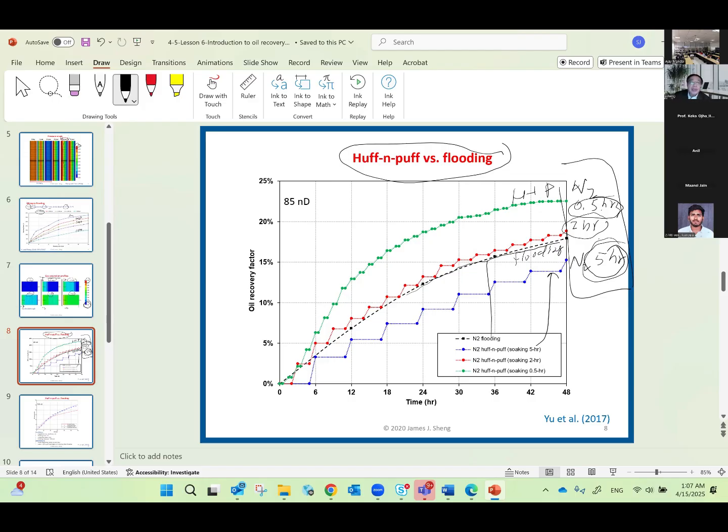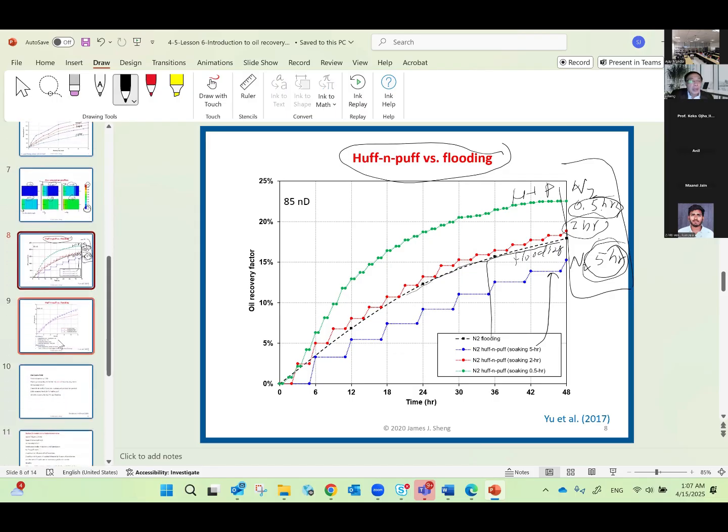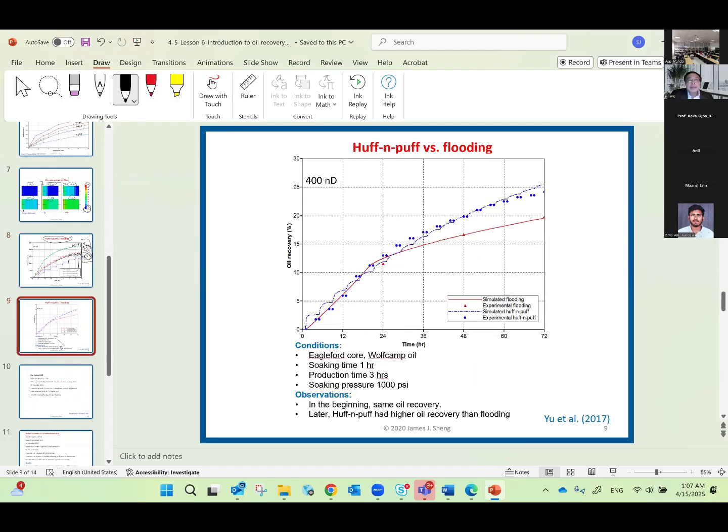So therefore, from this slide, we can conclude, the results imply that for Huff-n-Puff, optimization is very important. To get a superior oil recovery performance, the process needs to be optimized. So that is what we learned from this work. Okay.